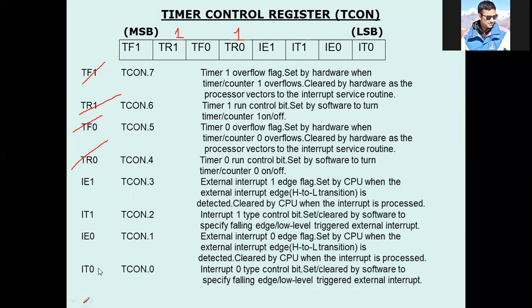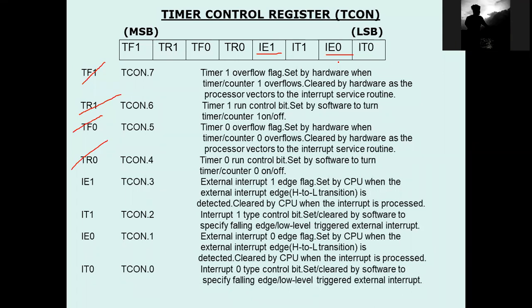Now IE1 and IE0, you can see these two. IE1 is the external interrupt 1 edge flag. It is set by the CPU when an external interrupt edge H to L transition is detected. Now what is H to L? Can you tell me? So high to low. Very good.